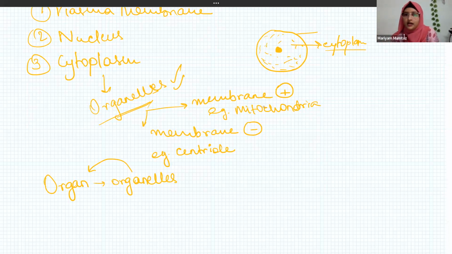Some are rod shaped, some are spherical, some are like a reticulum, a connection like that. All of these things are present in the cytoplasm. This rod-like structure present in the cytoplasm is known as mitochondria. Mitochondria is known as the powerhouse of the cell.